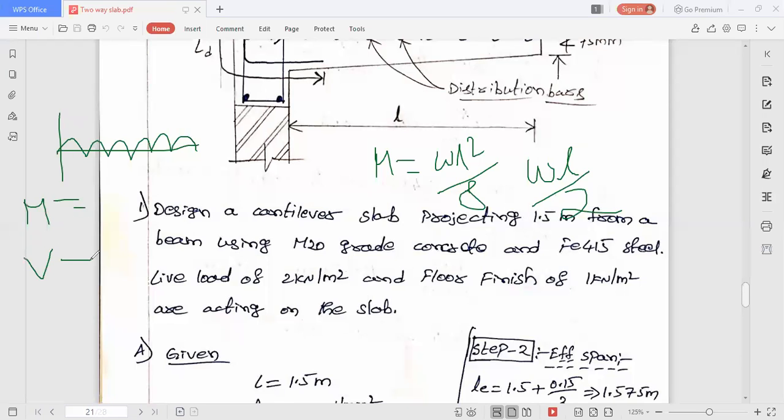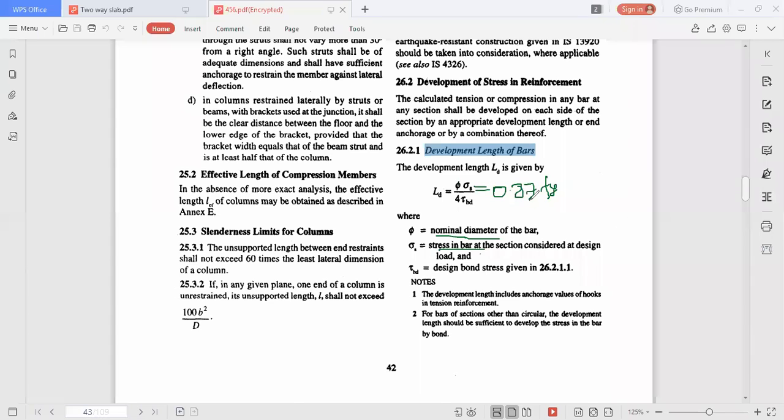Now tell me the formula for bending moment and the formula for shear for a cantilever beam loaded with UDL on the entire span, and sigma s times phi divided by 4 times tau BD. This is the formula for calculating development length.